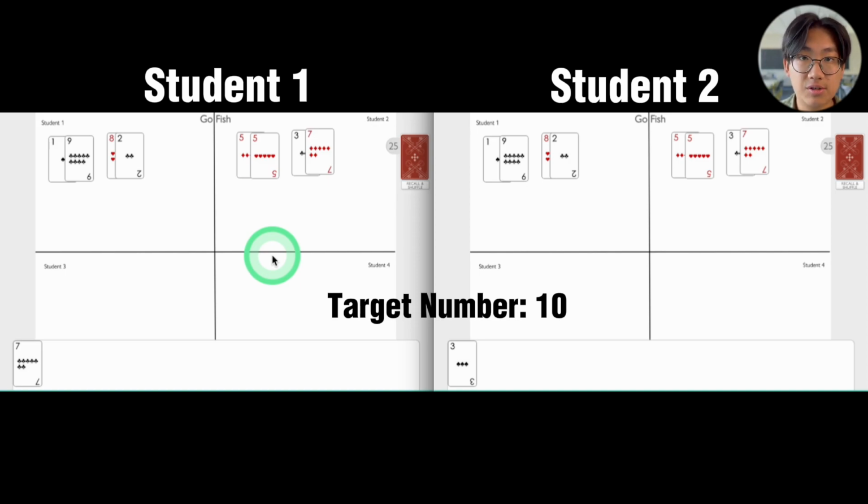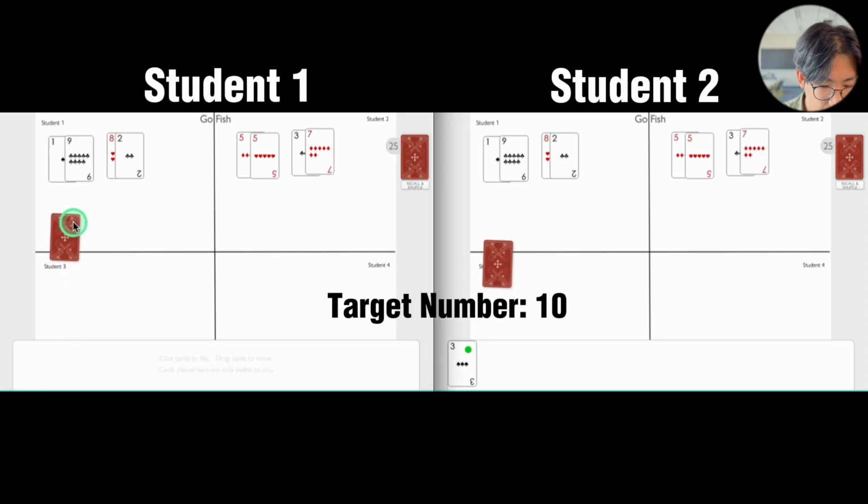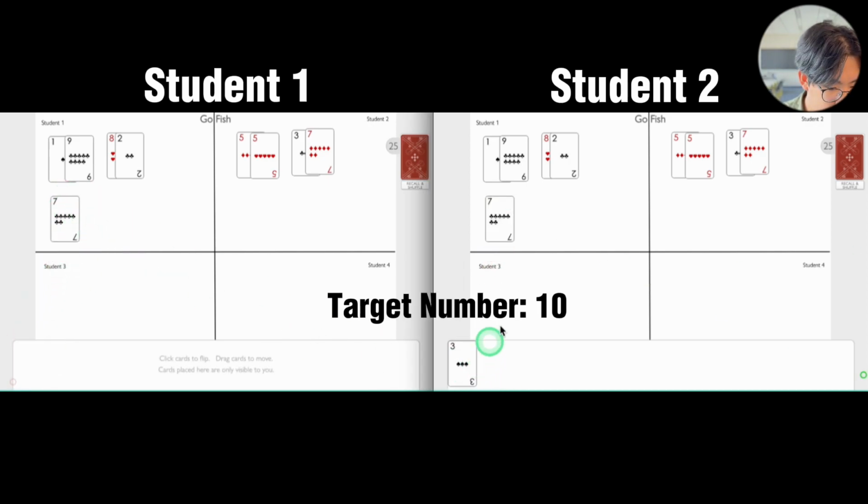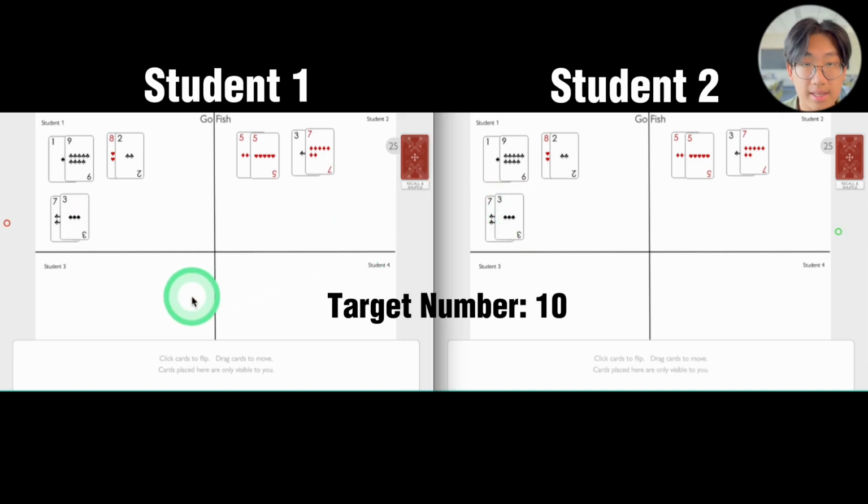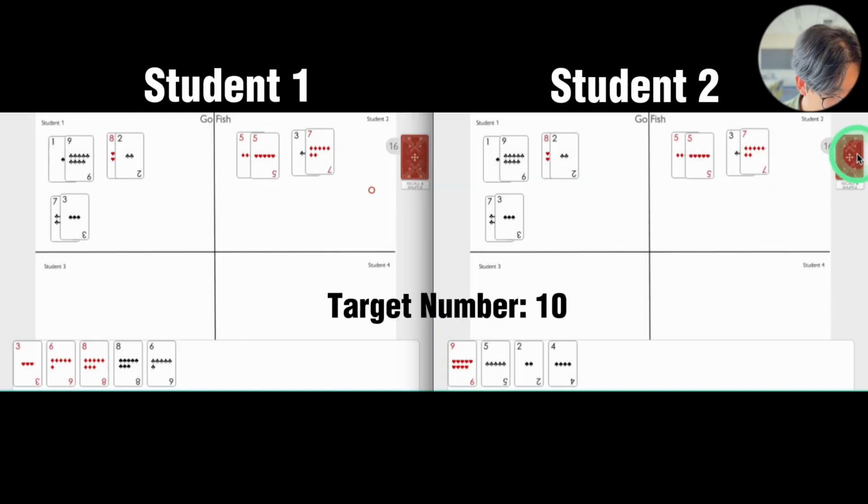Student 1 can ask student number 2 for a 3. In this case, because student 2 does have a 3, they must give it to student number 1. So student number 1 then has 10 again, just like that. Note that student 1 and student 2 have both depleted their hands, so they must both draw 5 more cards. And now the game continues.